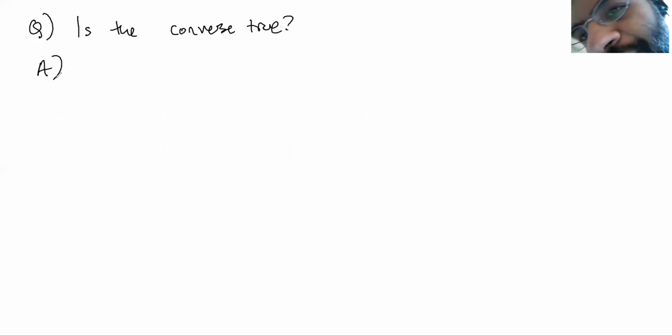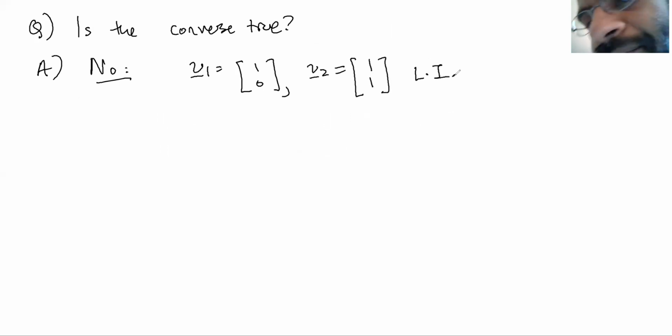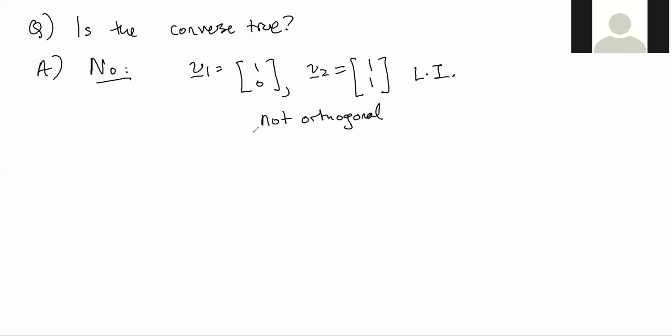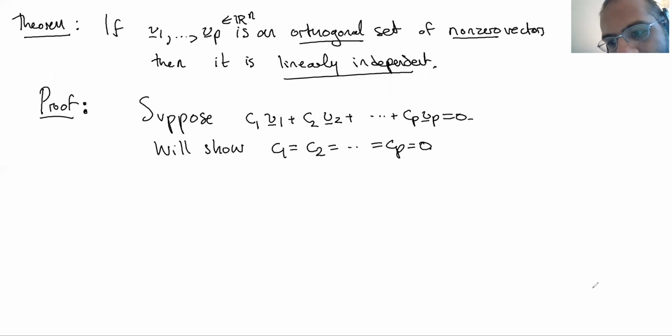The answer we've kind of already seen is no. Consider these two vectors. These are linearly independent, right? But they're not orthogonal, because even geometrically, they look like this. So orthogonality is a stronger condition than linear independence. That's what the theorem is saying. Thank you. Okay, so now let's go back to the proof of the theorem.